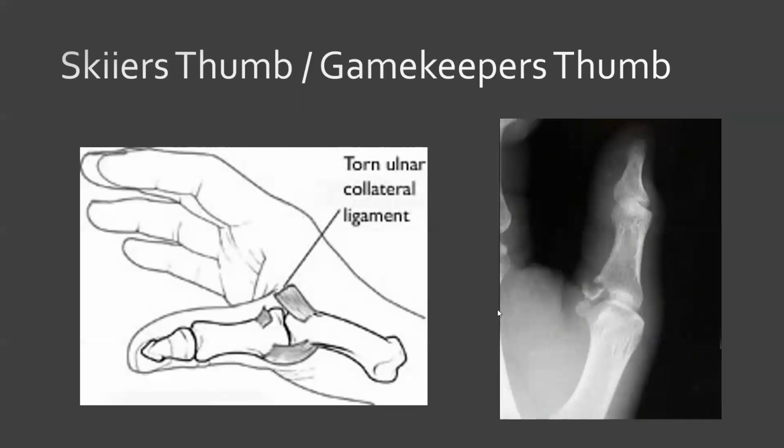The skier's thumb or gamekeeper's thumb is just when you get your thumb caught on something and essentially pull it into a hyperextension. That can injure the ligaments around the thumb. Not fun, but it doesn't happen too much. It happens to football linemen a lot. Yeah, that is true.